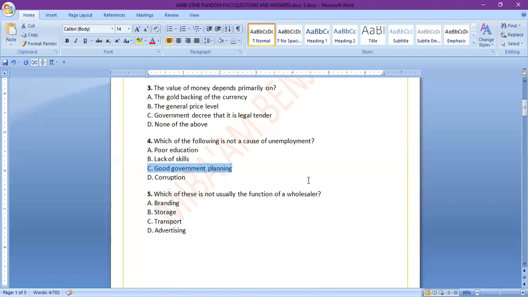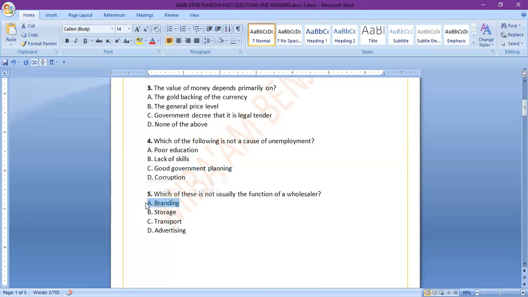So if you look at the options, A, branding. B, storage. C, transport. D, advertising. So which of these is not a function of a wholesaler? Look at it, it's A. Because branding is basically the work of a producer or manufacturer. The packaging, the coloring, the sizing, and all that is done by the producer.